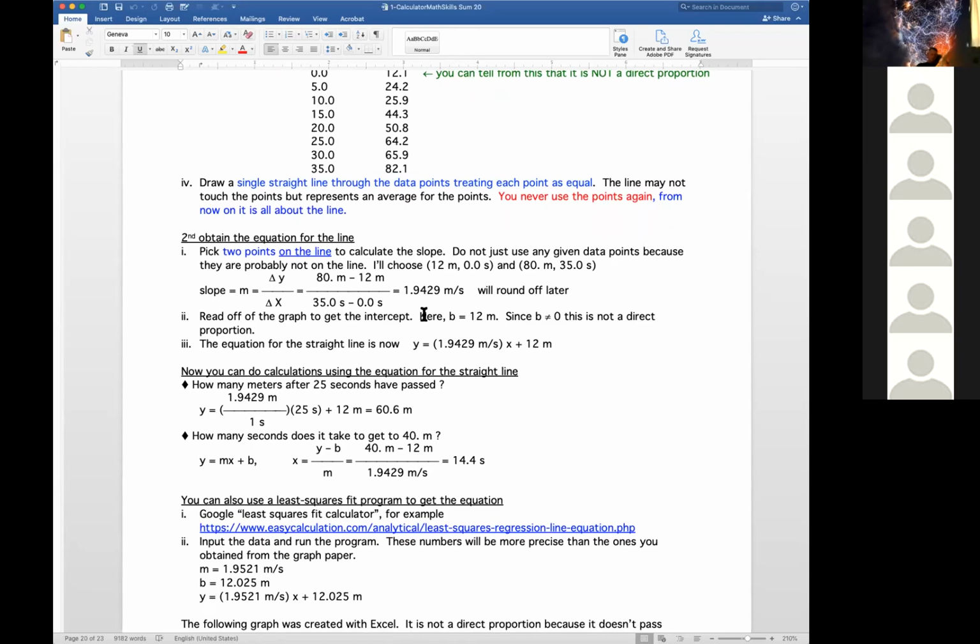So B is right there. And the slope is from the line. To get the slope, I take 2 points on the line to calculate the slope of the line. I can't use data points because that's going to be different.